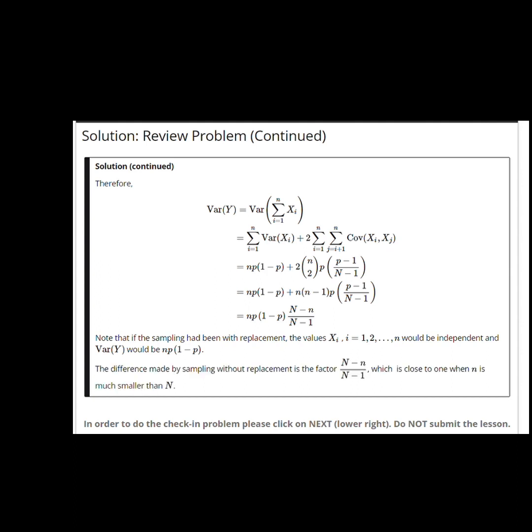What difference did it make to the variance because we sampled without replacement? We had to multiply that quantity by a fraction, capital N minus little n divided by capital N minus 1. You'll notice that that's always a quantity between 0 and 1, and it's very close to 1, provided that little n is a lot smaller than capital N, provided that we sample only a small fraction of the total population. That's a modest adjustment, in general, for the fact that we sampled without replacement instead of with replacement.